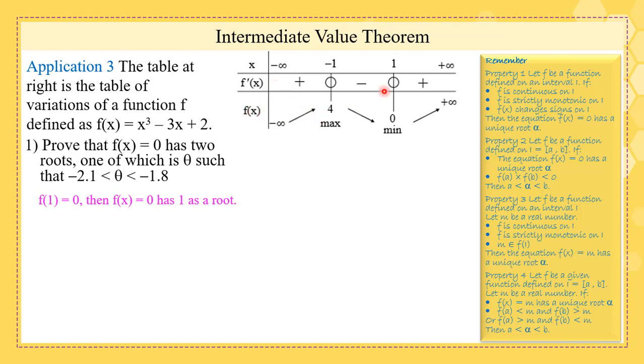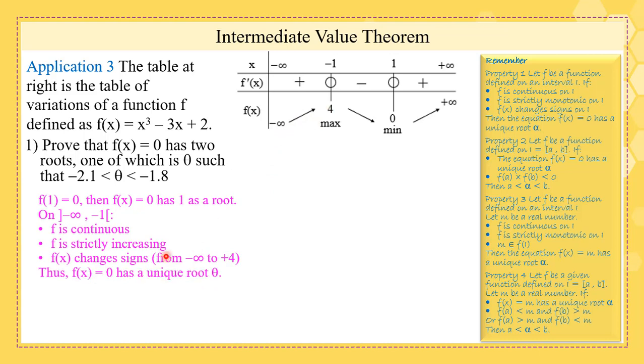From the table, we can see that f of 1 is 0, so we can automatically say that f of x equals 0 has 1 as a root. So this is the first root. On the interval negative infinity, negative 1, we can see that f is continuous, f is strictly increasing, and f of x changes signs from negative infinity to plus 4. So from these three conditions, we can tell that the equation f of x equals 0 has a unique root, theta. So by now, 1 is a root and theta is another root, so we proved that the equation has two roots.